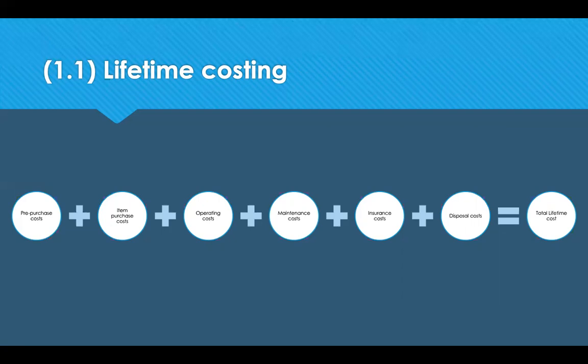So to calculate it, you look at your pre-purchase costs, like doing research, your item cost, not just the product or service price, but also the freight, transportation, packaging, and payment terms. Then you look at the acquisition costs and the pre-purchase costs together. So you'd include the operating costs, such as power consumption, operator manpower, and training. The maintenance costs will include repairs and services, including parts and labour. Insurance costs, and finally disposal costs. What's it going to cost you to get rid of it?